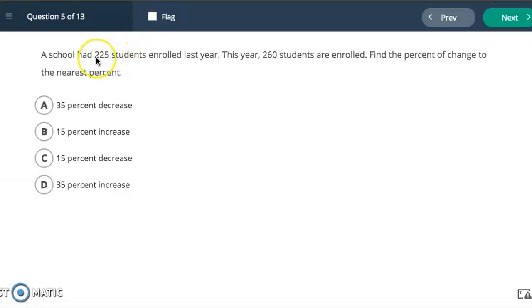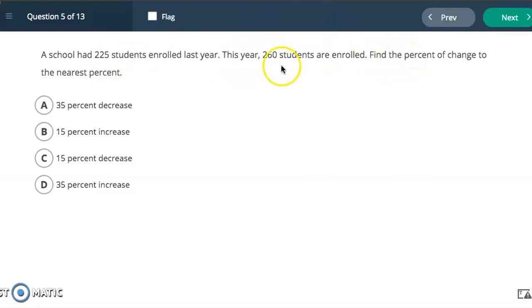So you'll subtract this amount. A school had 225 students last year. This year they have 260 students. You're going to subtract them, and then you will divide by the original. They originally had 225. Find the percent of change.